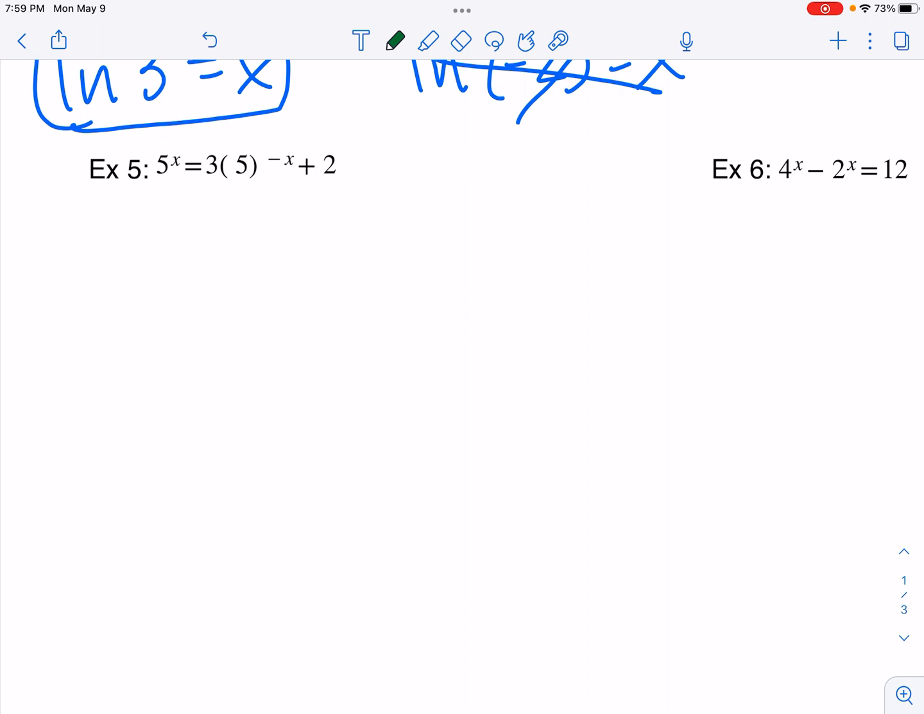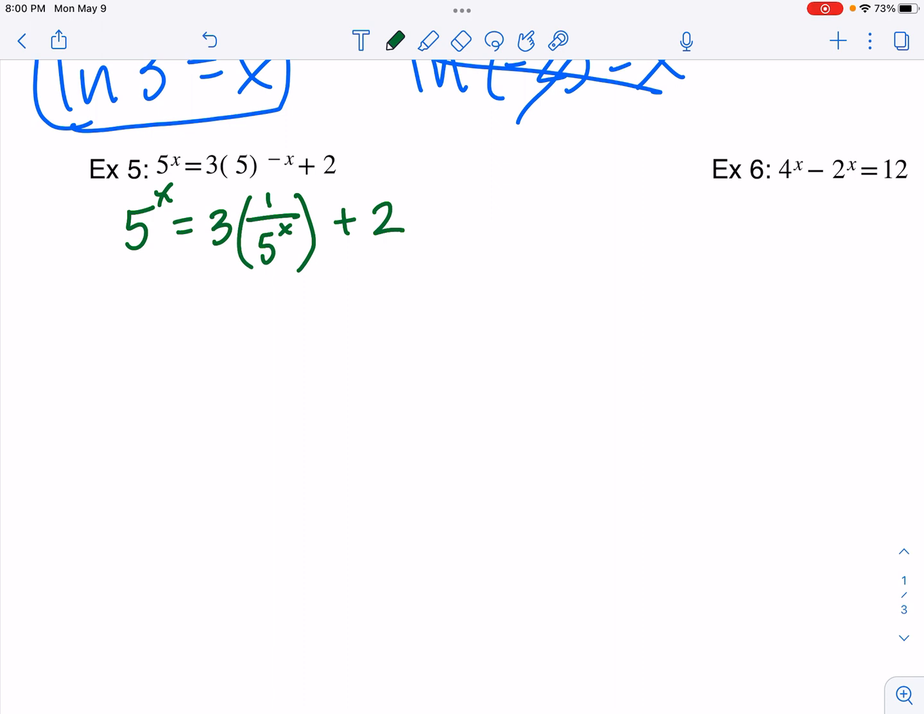Well, how do I apply a negative exponent? A negative exponent is going to reciprocate. So if I rewrite this as 5 to the x is equal to 3 times, this is 1 over 5 to the x, right, plus 2. The only thing being raised to that negative x power was the 5, not the 3.